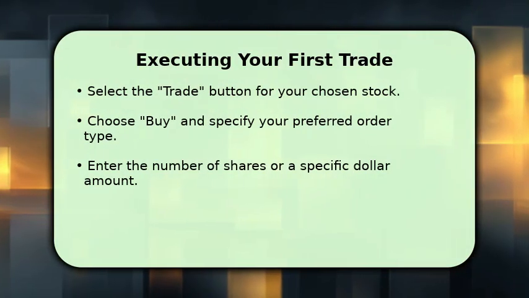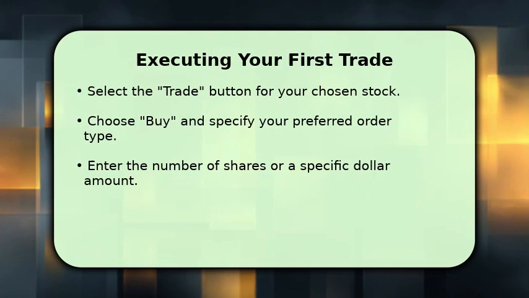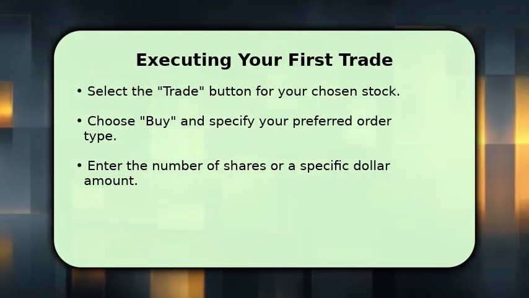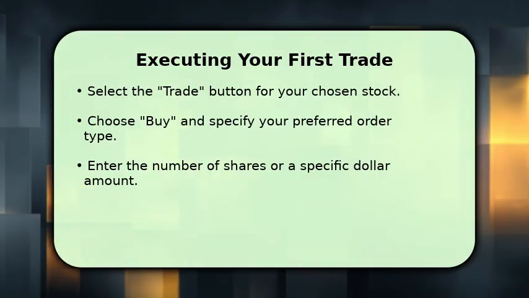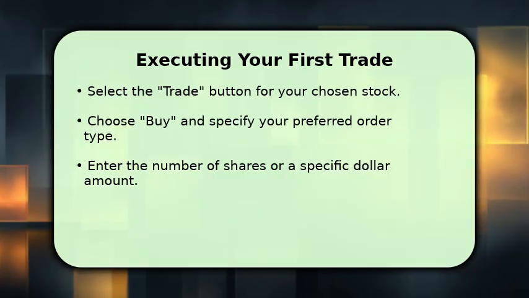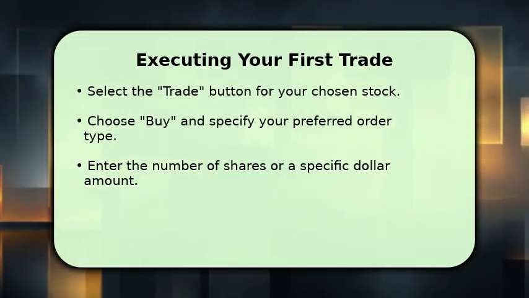Once you've chosen a stock, tap the Trade button. You'll then select Buy to initiate your purchase. Here, you can choose your order type. A market order executes immediately at the current price, while a limit order lets you set a specific price.